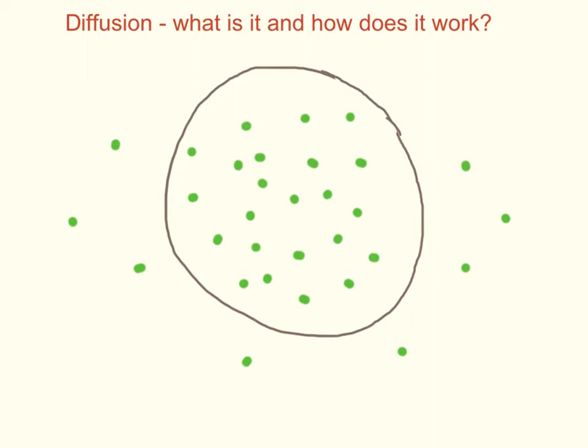So, if we had to draw an arrow on this diagram to show the direction that the molecule is diffused in, I would hope that you would draw an arrow from inside the cell to outside the cell, because the particles move from high concentration to low concentration.